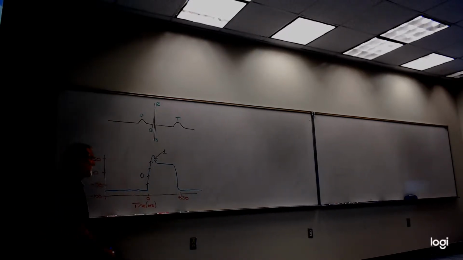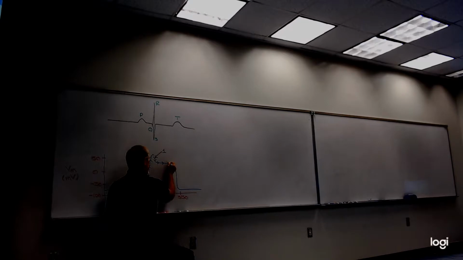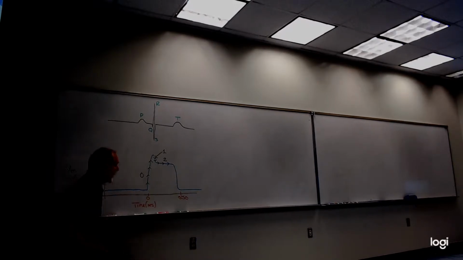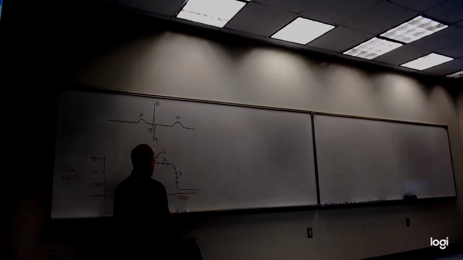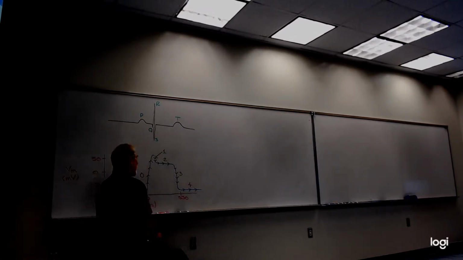There's this plateau where the membrane potential seems to be rather constant. We're going to label that as phase 2. And then we're going to label this next phase simply as phase 3. This is repolarization. And then we've got our resting membrane potential, which we'll label as phase 4.